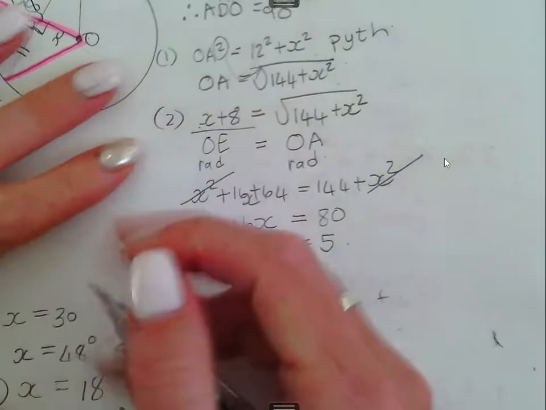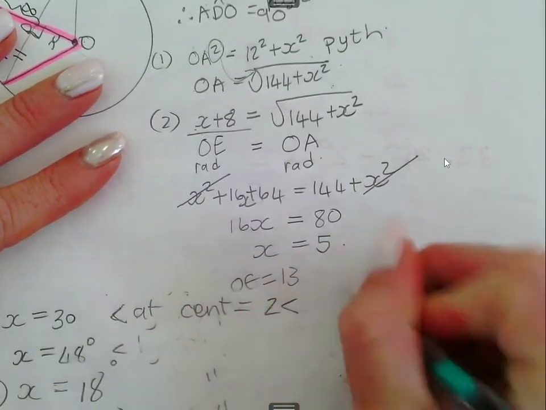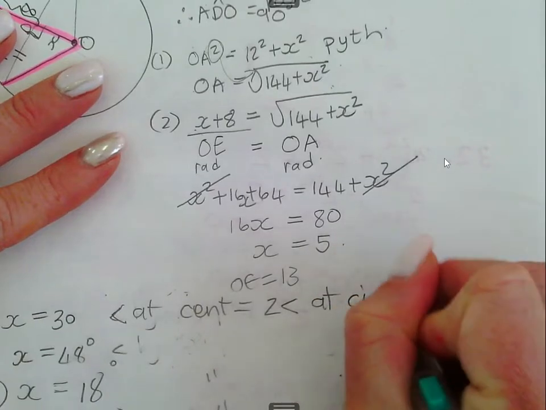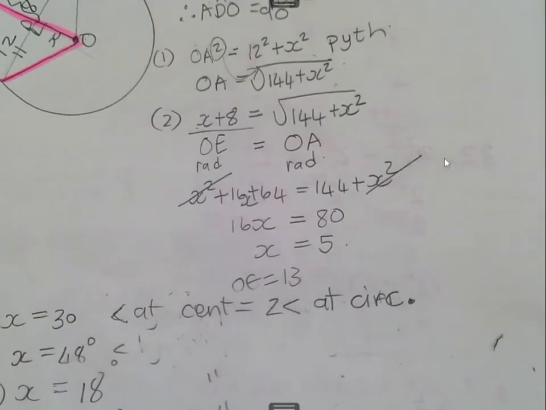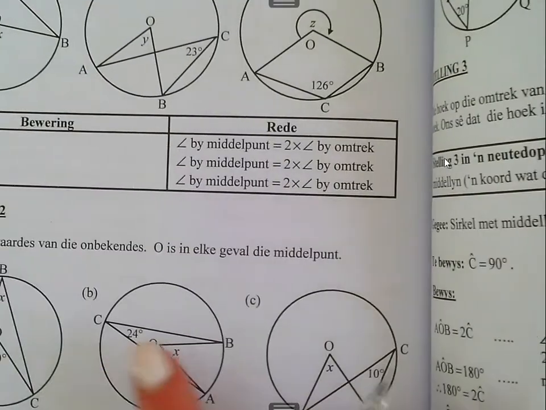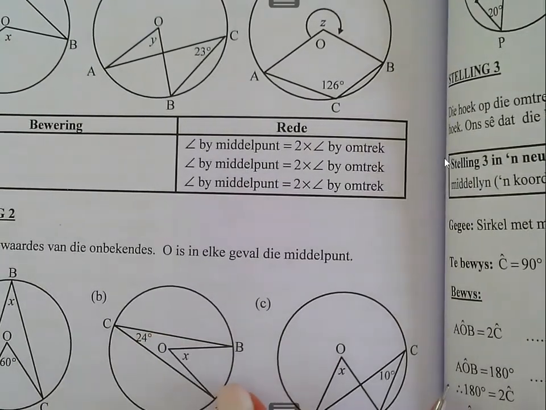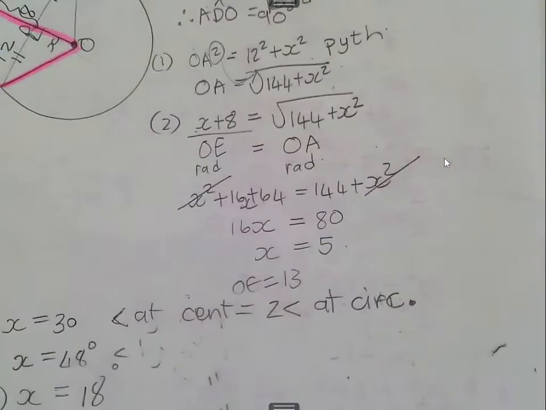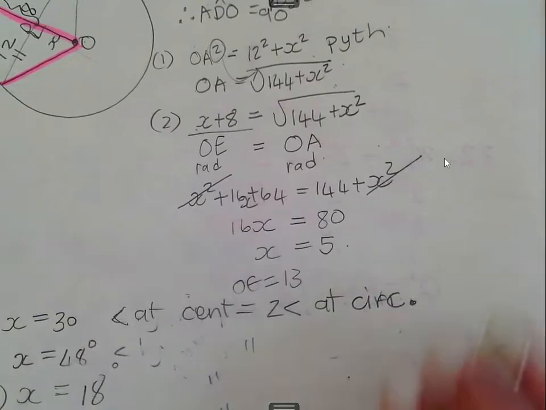We say angle at center equal to 2 times angle at circumference. Okay, the next one. Now they gave you the circumference angle and you wanted the center angle. So now you just had to remember the one in the center is the bigger one. So you had to double 24, therefore it's going to be 48, and it's the same reason. Angle at the center equal to 2 times angle at the circumference.